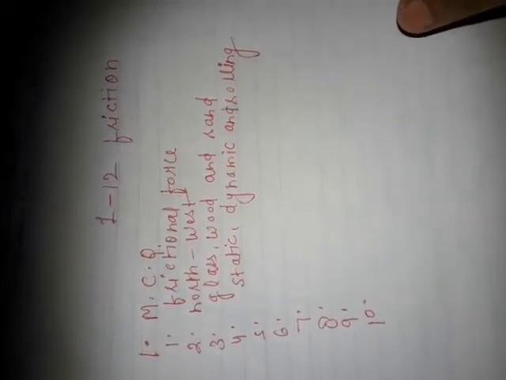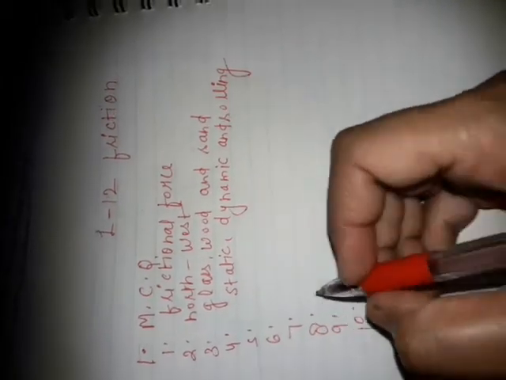A cubical body has surfaces 5 cm square, 20 cm square and 10 cm square. Its weight is 5 newtons. The body is pulled by a spring balance so as to find the force of friction. The force of friction will be maximum with all the surfaces.